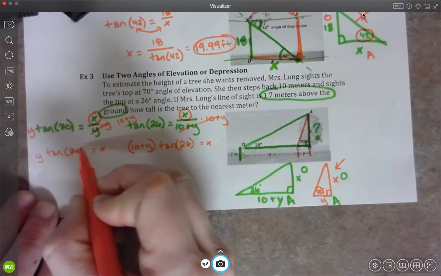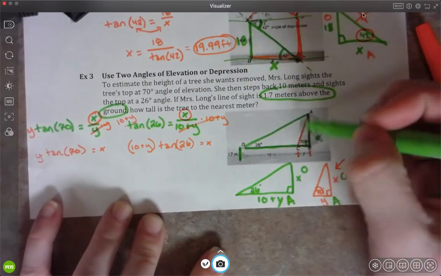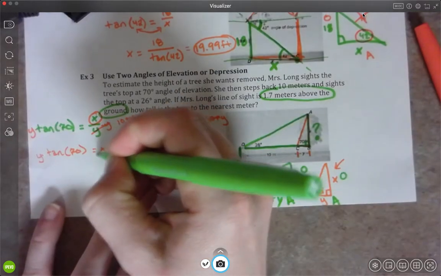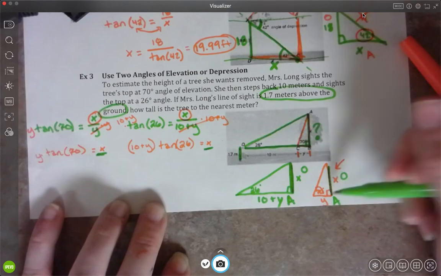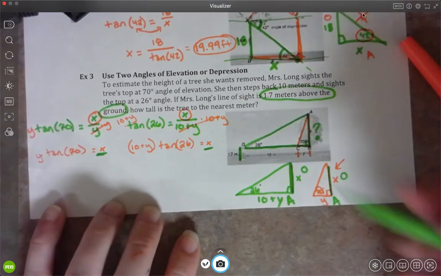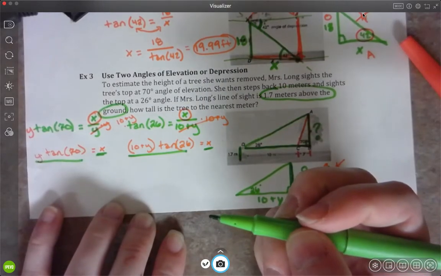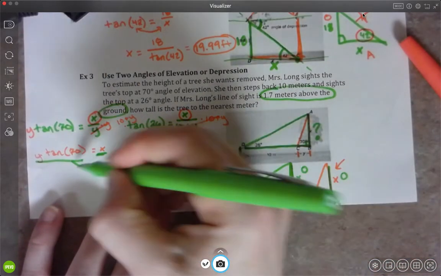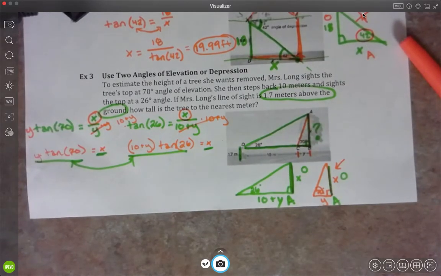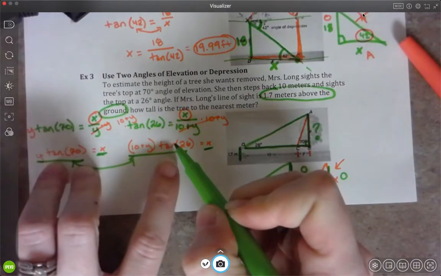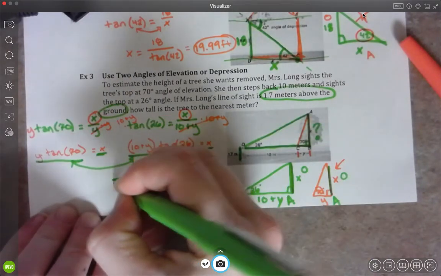But then we know that this x will be the same height as this x, right? This height right here for this triangle is the same as this height here for this triangle. So if x is equal to this, and x is also equal to this, isn't it true that these two things are equal to each other? So I can basically get rid of my x's altogether and say that this guy is equal to this guy. So I have two things that are equal to each other.